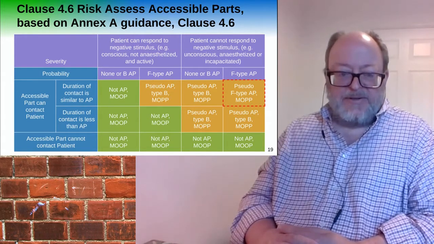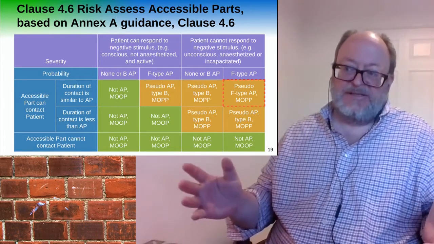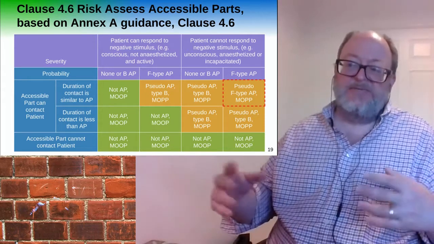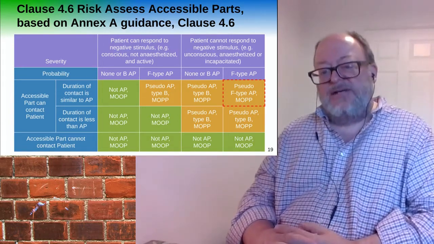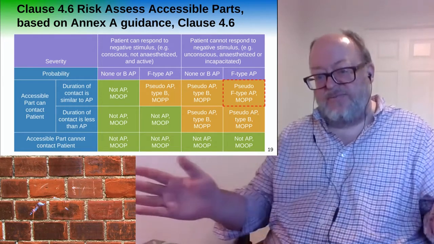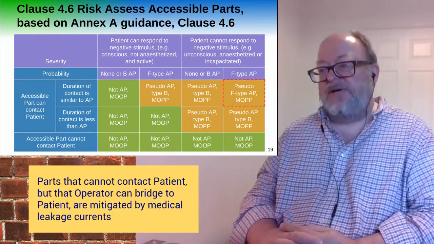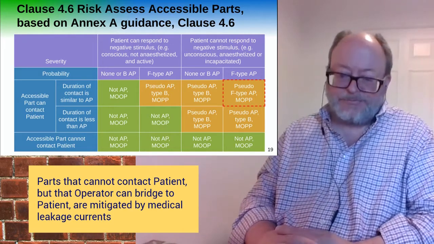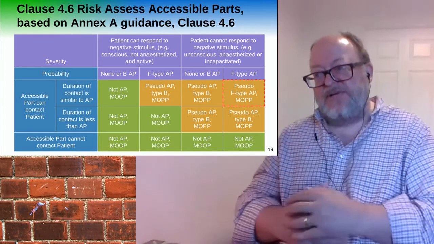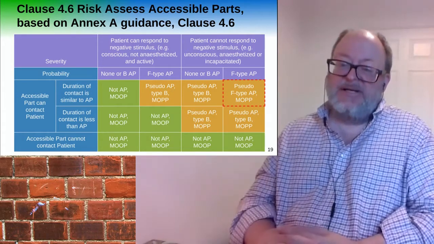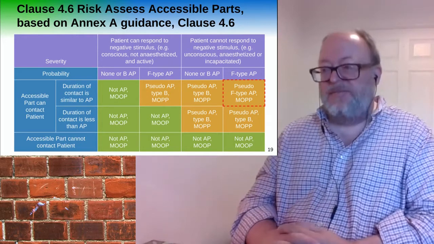The last row down there on the bottom is the accessible part cannot contact the patient. I've included that row because it gives us the full patient environment picture. But this is more the situation we talked about where the operator could bridge, but the patient can't contact it directly. So I've indicated, across the board, even the unhealthy patients, that we're not worried about that situation. We could do the operator protection, the not applied part requirements. On the healthy side, we see a lot of green. On the other hand, with the F-type applied part and a similar duration to the applied part, we'd suggest as well that the accessible part have the type B requirements, pseudo type B.